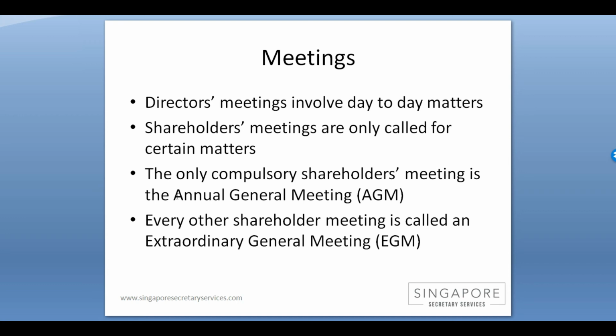So once your financial year end is up, you have exactly 6 months to call for an AGM, and after you hold your AGM, you have 1 month to file your annual return.